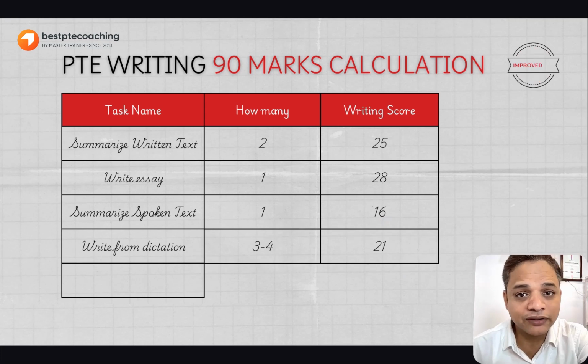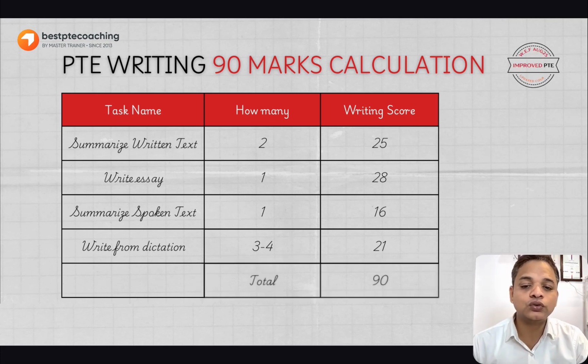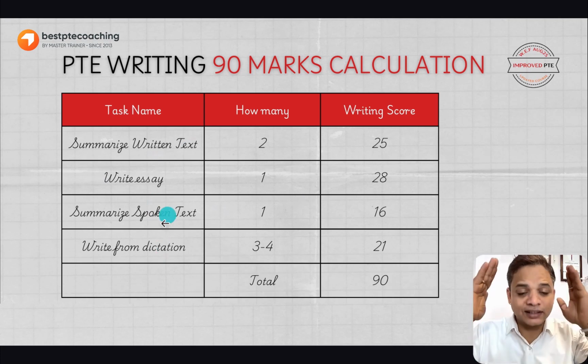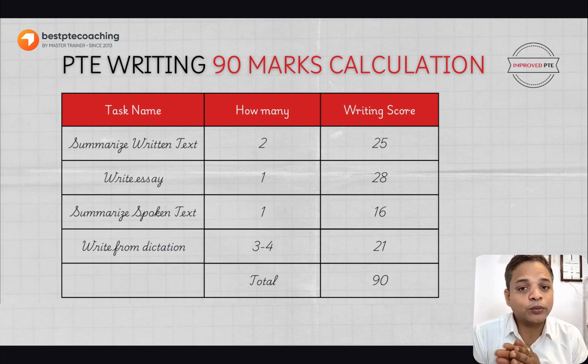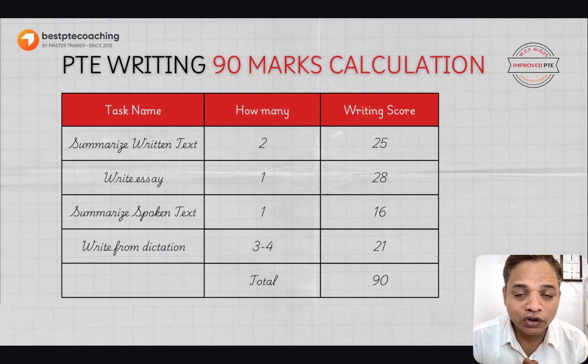And the other one, what is it? Write from dictation. There will be 3-4 questions in write from dictation. It is from the listening module, and it is responsible for 21 marks. So you have to do well in listening plus writing. Writing takes two tasks, listening takes two tasks. If you are excellent at these four tasks, nobody can stop you from getting a 90 out of 90 score in writing.